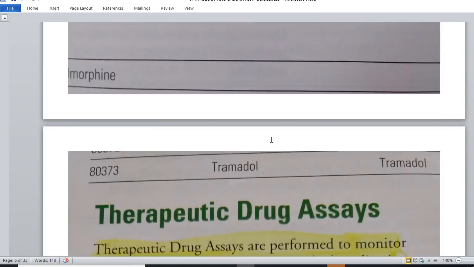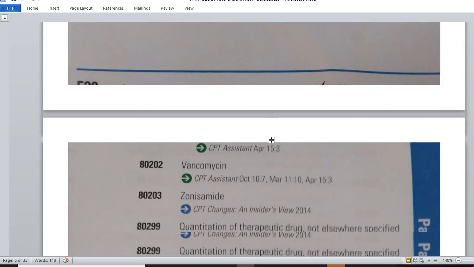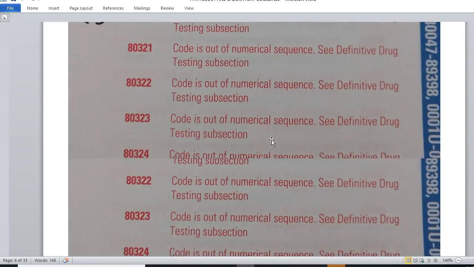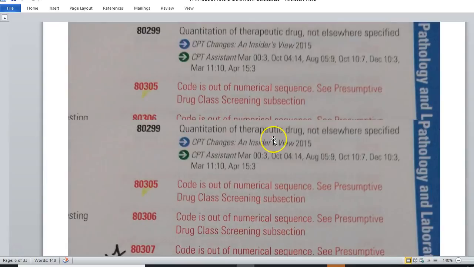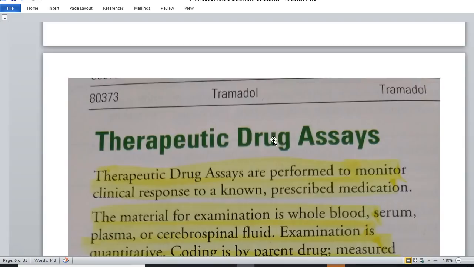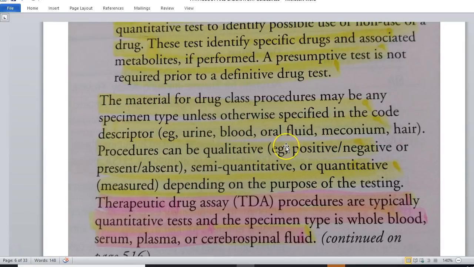So I'm going to skip right down. So when we're looking at the drug testing, okay, so these all start on page 516.